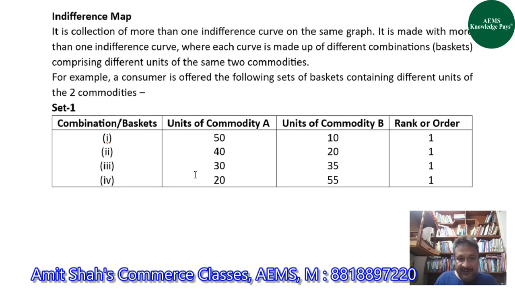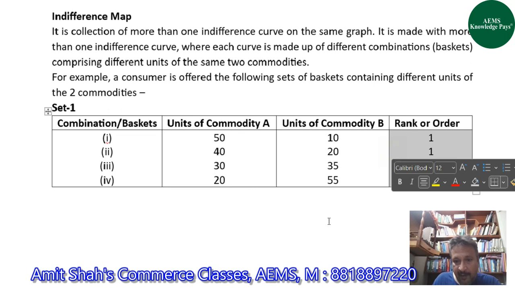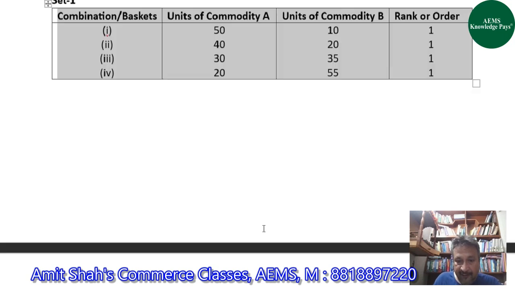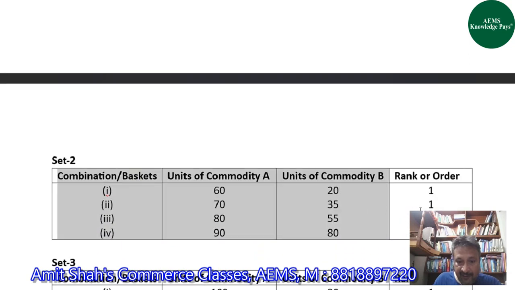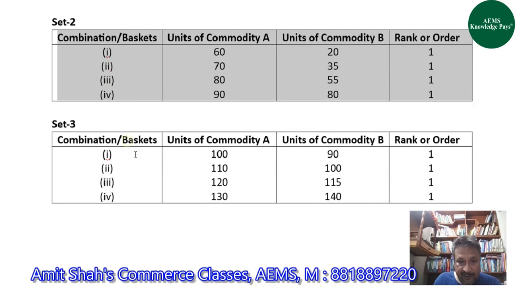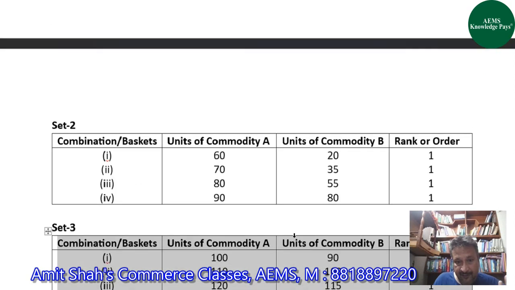So let's say these three sets are offered to a consumer. Each set has four baskets, where each basket has different units of the two commodities, the same two commodities A and B, and he is asked to rank them or order them, and he ranks each set, means each basket and every set equally. So with this one set we can make one indifference curve, with this set we can make another indifference curve, with this we can make some other indifference curve.